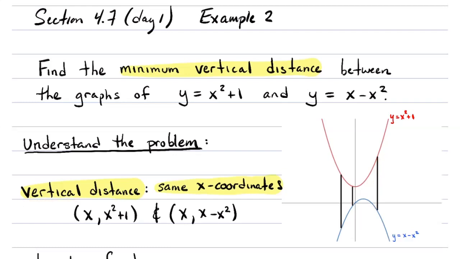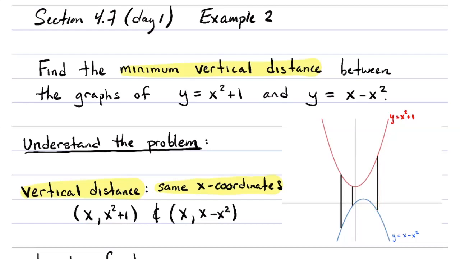So it's asking me for the distance between points that look like x comma x squared plus 1. Those are up here on the graph of the parabola x squared plus 1. Yeah, and x comma x minus x squared. Those points are down here on the parabola y equals x minus x squared. So the problem is asking me for all values of x, if you choose the 2 points on those graphs, you get some vertical distance. What's the smallest it could be?